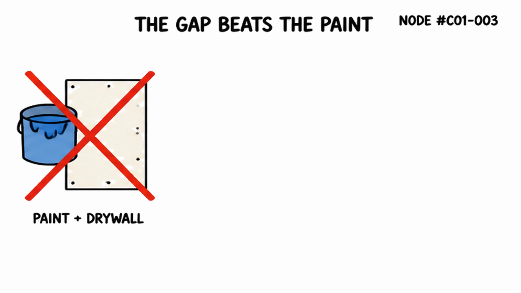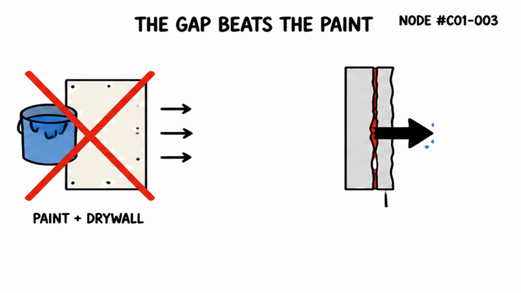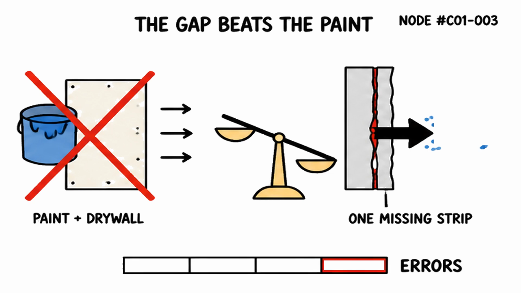Error 1. Trusting paint and drywall to stop moisture. They barely slow diffusion and do nothing against a gap. One missing strip of air barrier can outweigh the entire wall. The gap beats the paint.